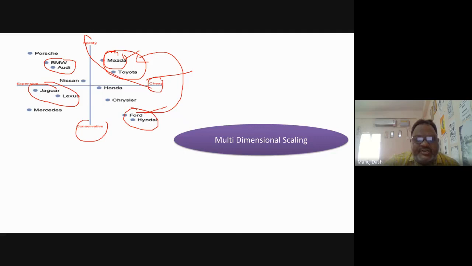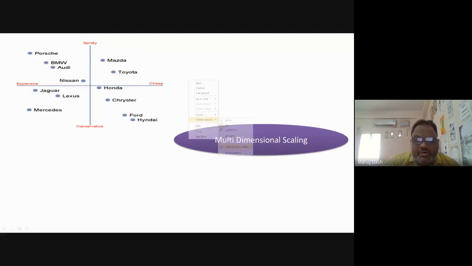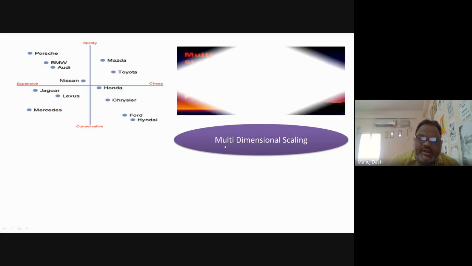This will help you to understand who the competitors are, what the perception of the customer is, and what the best strategy is that you have to apply to compete with other brands. That can be solved with the help of multidimensional scaling.